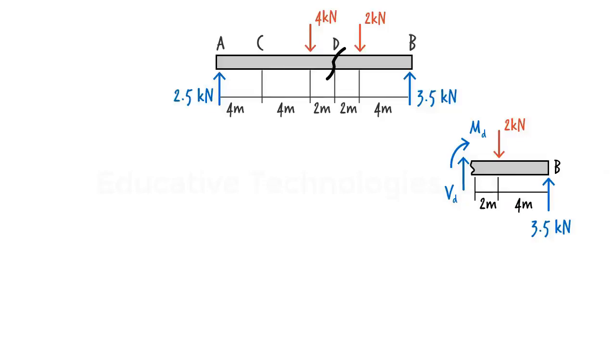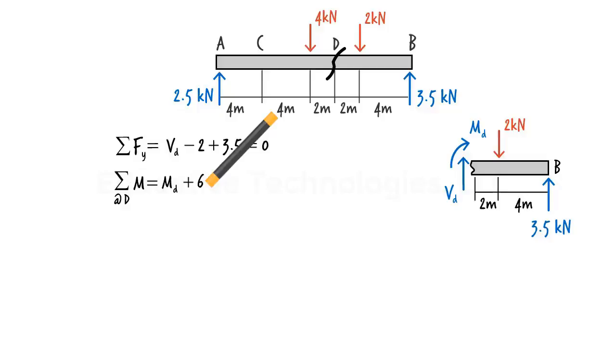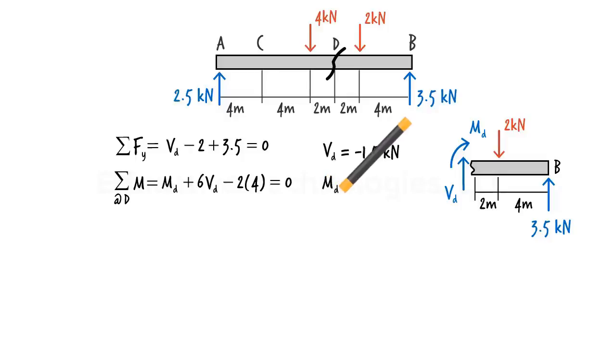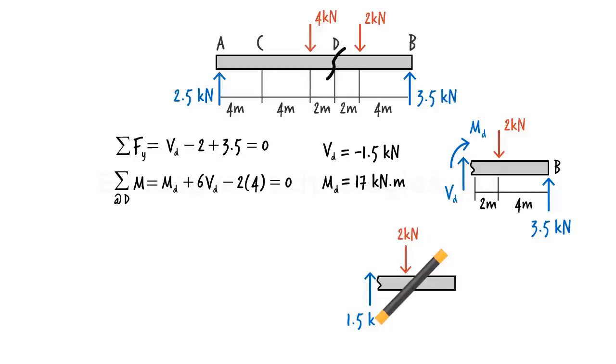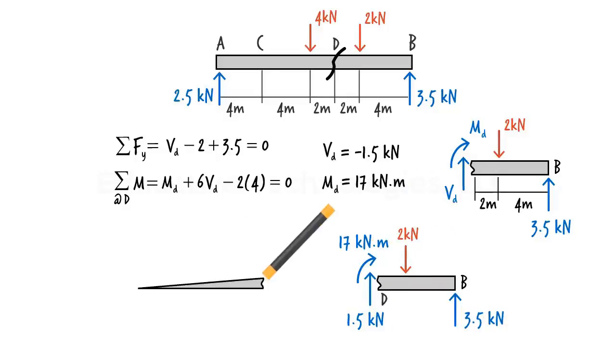Again, since there is no axial force present on the beam, I am going to omit drawing the internal axial force at point D. Then, the relevant equilibrium equations are... From the first equation, we get Vd equals negative 1.5 kilonewtons. From the second equation, we get Md equals 17 kilonewton meters. Here are the results shown graphically on the beam.